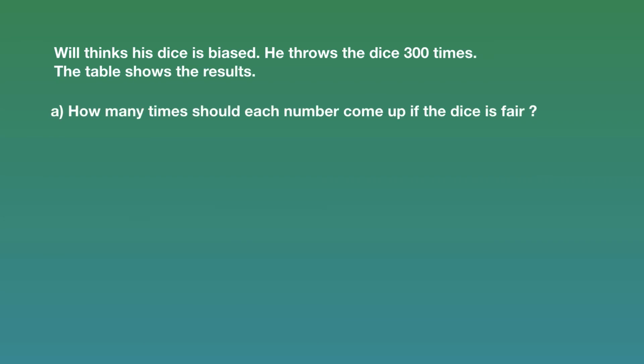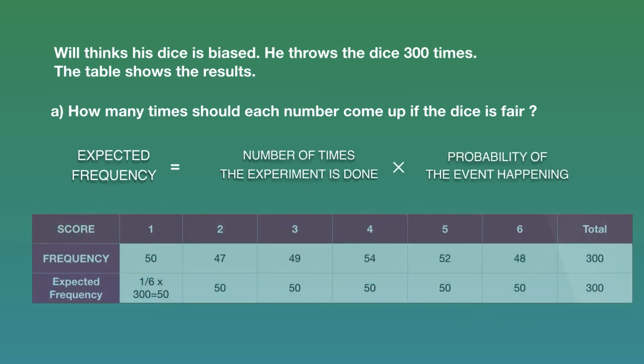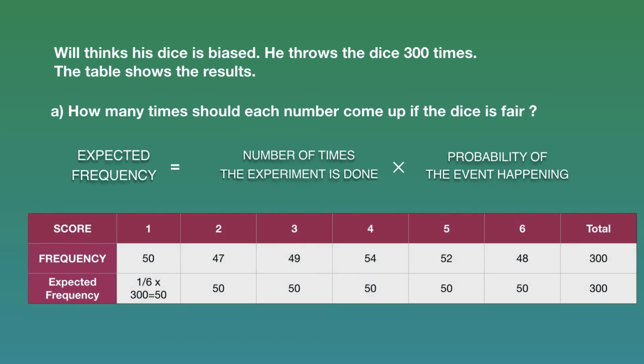In part A, we want to find out how many times each number should come up if the dice is fair. If the dice is fair, then the probability of getting each number is 1/6. The expected frequency of the dice is given by multiplying the number of times the experiment is done by the probability of that event happening. Calculating this gives us 50 for all the scores. So this tells us that if the dice is fair and rolled 300 times, we expect to see 50 observations for each score.